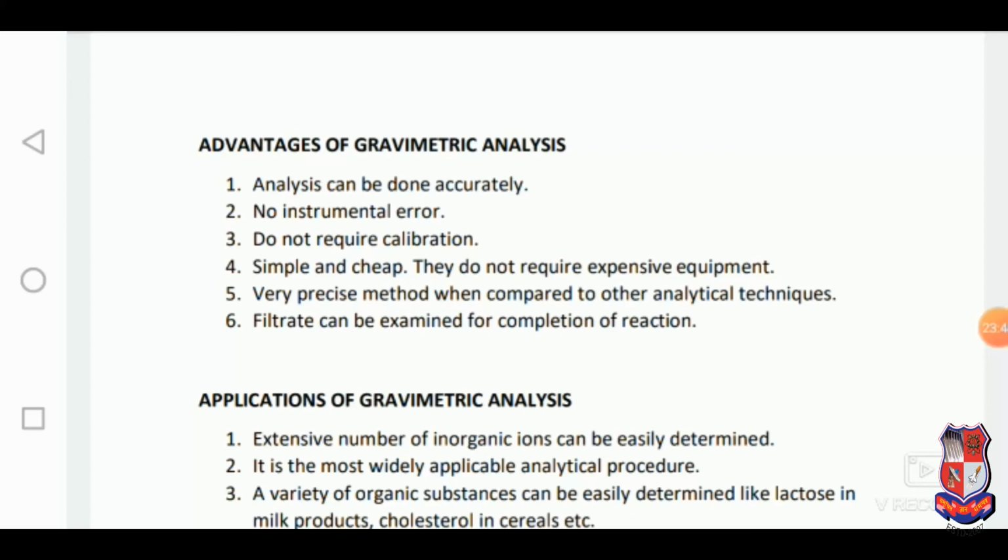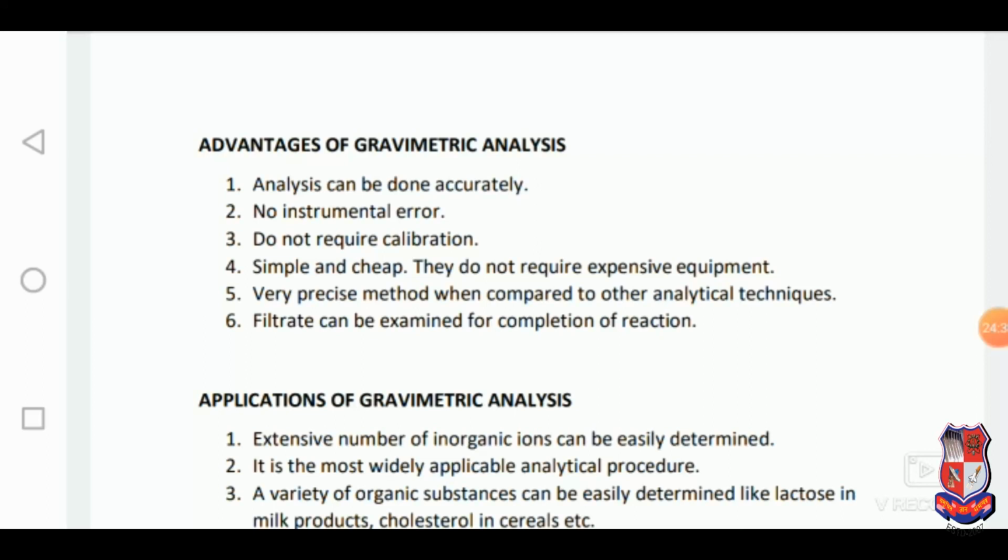Anyone with proper training can handle this kind of equipment and the weighing operation. After the weighing operation, the drying and other operations are also very simple and less tedious. It does not require calibration. Besides the balance itself, there is no other complicated equipment used in gravimetric analysis, and there is no need of calibration except for the weighing balance itself. It is simple and cheap, and does not require expensive equipment. It is a very precise method when compared to other analytical techniques.